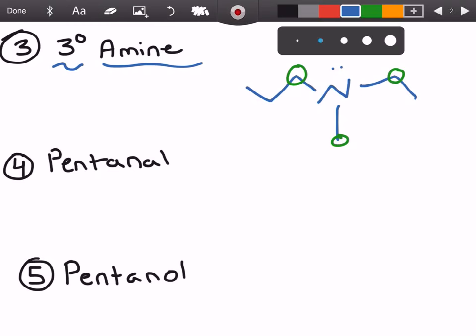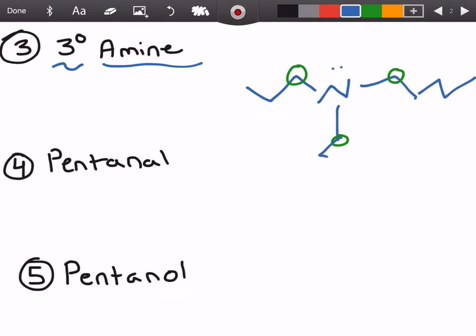Now, these carbon groups could have been anything. I could have made this go on forever. This one could have gone like this. This one could have formed some sort of cyclic. It could have been anything, as long as you have a nitrogen that's attached to 3 other groups.